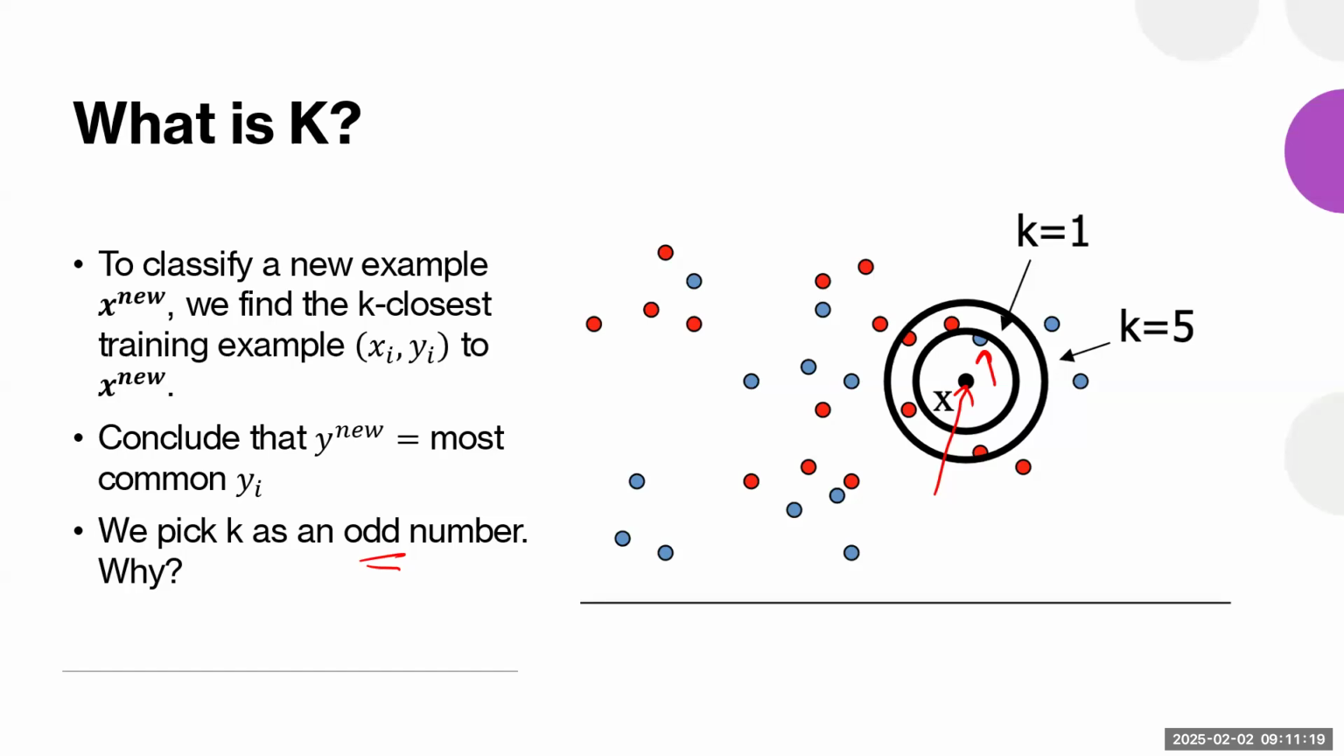If you go to data with 3, 4, or 5 classes, then this condition is no longer valid. Let's say you have red, blue, and green, and if you pick k equal to 5, you can still get 2, 2, 1, and then the red and blue can still tie. So the odd number only applies when your data has two classes. But if you have more than two classes, it can be any number now.